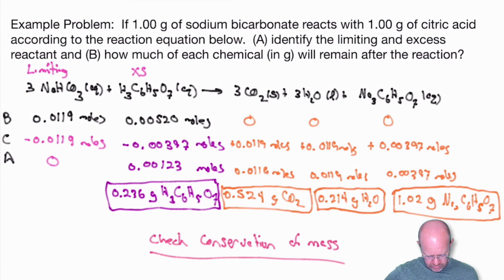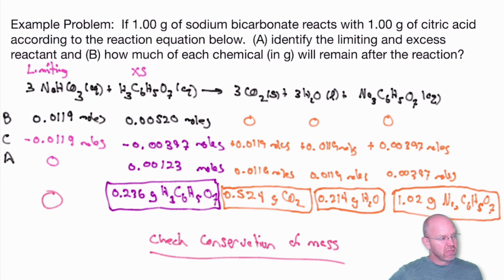If we keep going, we can do that for the water, and we can also do that for the sodium citrate. And now we've got a complete analysis of what happens in this reaction. We expect to see none of the sodium bicarb left. We've got 0.236 grams of citric acid. That's the starting material that remains, so we call that one the excess one. 0.524 grams of CO2, 0.214 grams of water, 1.02 grams of sodium citrate.